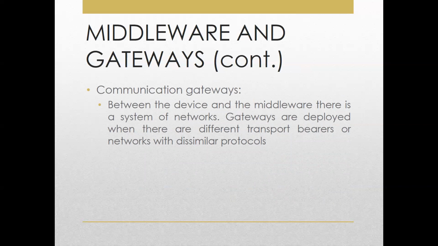The next type of middleware is the communication gateway. Between the device and the middleware, there is a system of networks. Gateways are deployed when there are different transport barriers or networks with dissimilar protocols. A communication gateway is a device that can handle data transfer between host devices and slave devices, for example controllers, instrumental devices, etc., without communication programs.